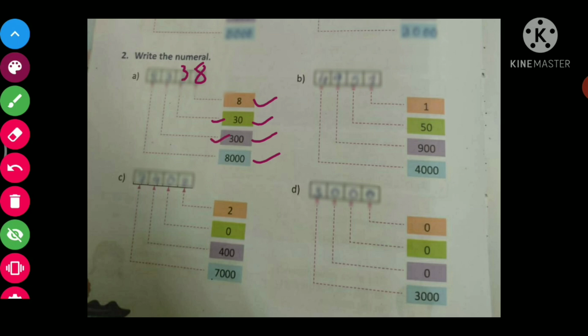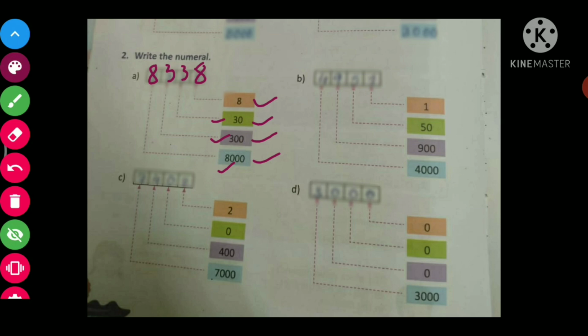Now this 3 having 200, so it is in hundreds place, so we'll write 3 here. Now this 8 having 3000, so it stands where? In thousands place, so we'll write 8 here. This is how you have to do this one.